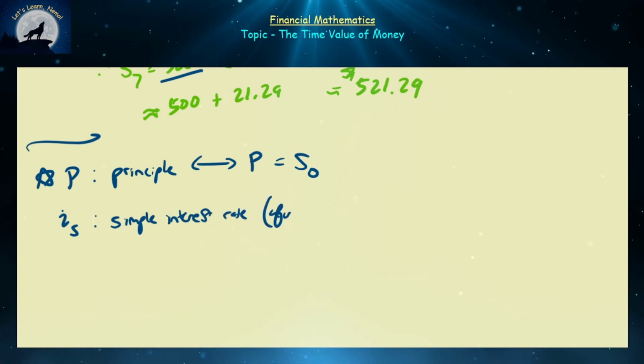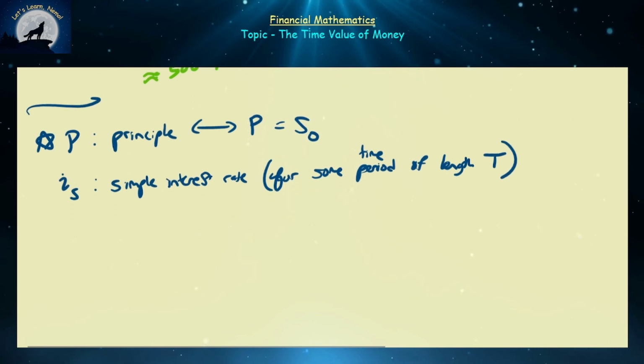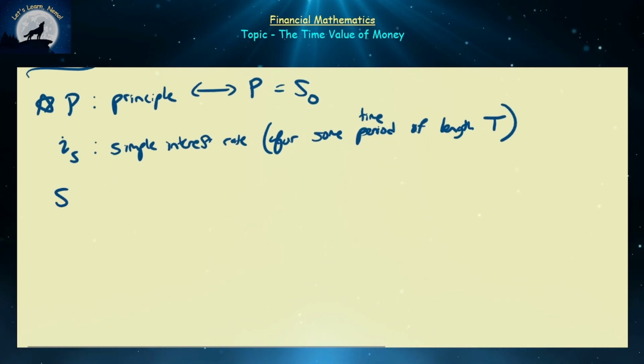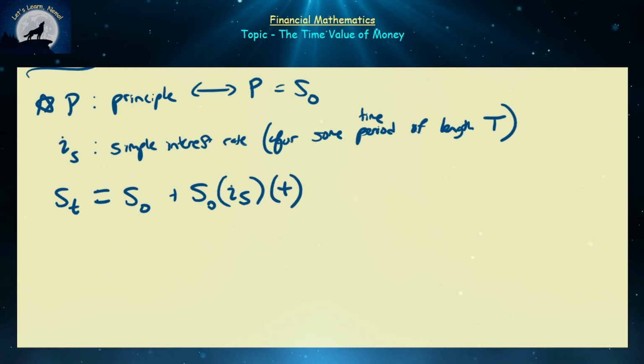And obviously that's going to be for some period. And in particular, when we say period, we're talking about a time period of length. Let's assume the length of that period is capital T. Right? So once we have that, then that means S_T, which is the amount of money at time t, is going to be equal to our original plus the original times our simple interest rate times the amount of time that has passed.